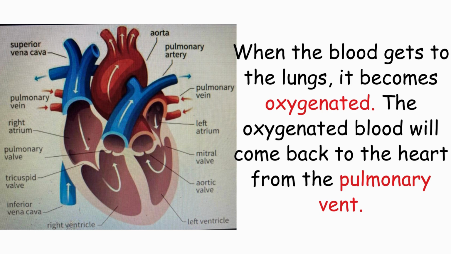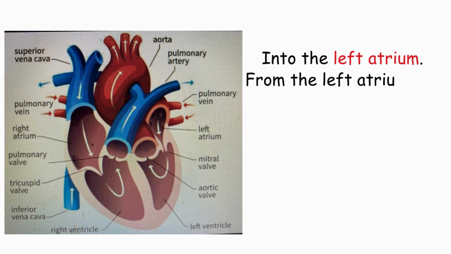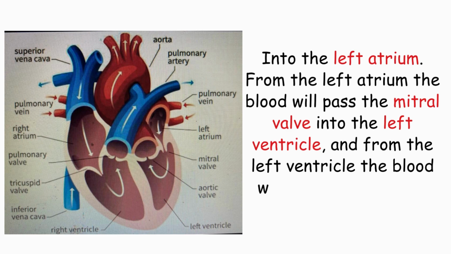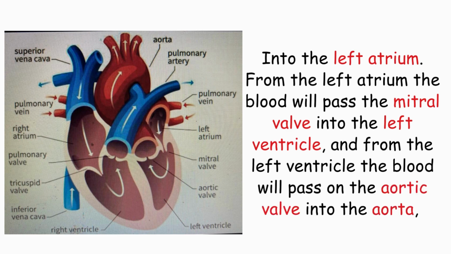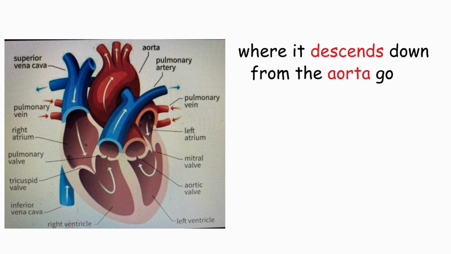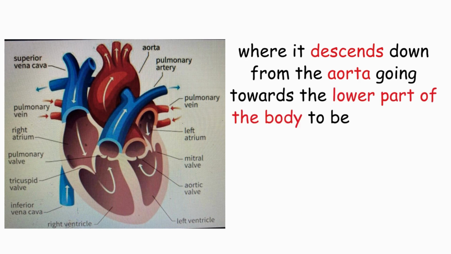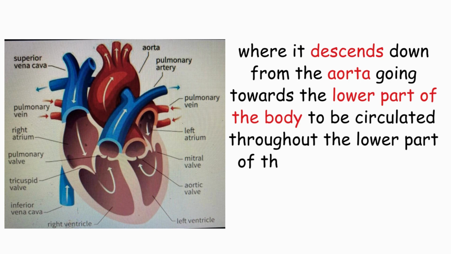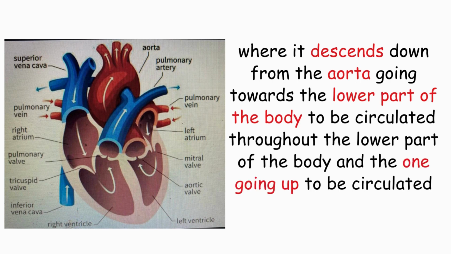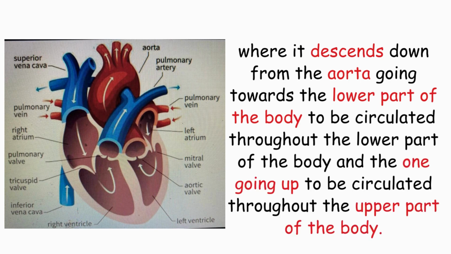The oxygenated blood will come back to the heart from the pulmonary vein into the left atrium. From the left atrium, the blood will pass the mitral valve into the left ventricle, and from the left ventricle, the blood will pass the aortic valve into the aorta, where it descends down from the aorta going towards the lower part of the body to be circulated throughout the lower part of the body, and the one going up to be circulated throughout the upper part of the body.